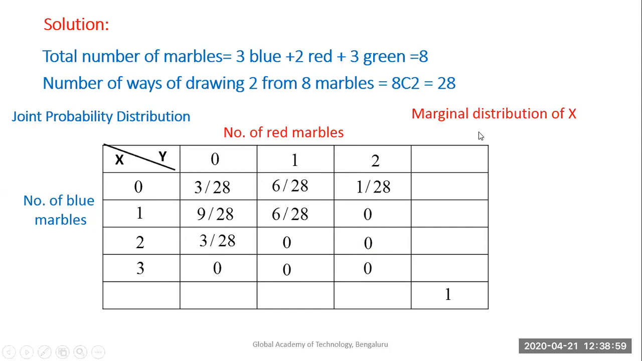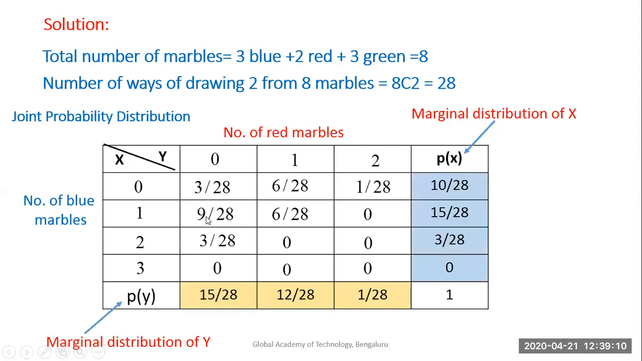And next, if you want to find the marginal distribution for x, add all these values, 3 by 28 plus 6 by 28 plus 1 by 28, which comes as 10 by 28. Similarly, the sum of all these values is 15 by 28, and this is 3 by 28. So these are the marginal distributions for x. Similarly, by adding each column, we get the marginal distributions for y.